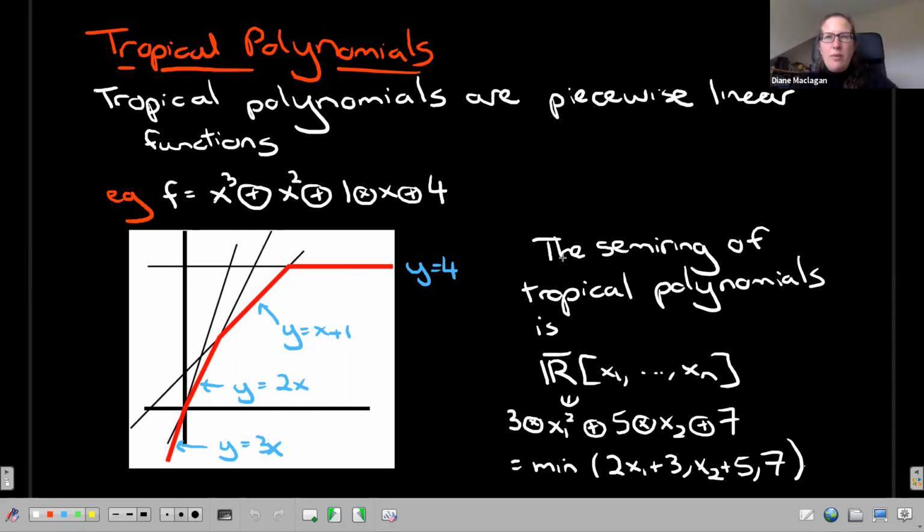Okay. And then we can talk about the semi-ring of tropical polynomials, which I'll just write R bar adjoin x1 up to xn. R bar was my tropical semi-ring. And that has elements like 3 times x1 squared plus 5 times x2 plus 7. Again, all operations are tropical. So in the usual arithmetic, that is the minimum of 2x1 plus 3, x2 plus 5, and 7. And we want to think about that as the algebraic object that we're going to study.